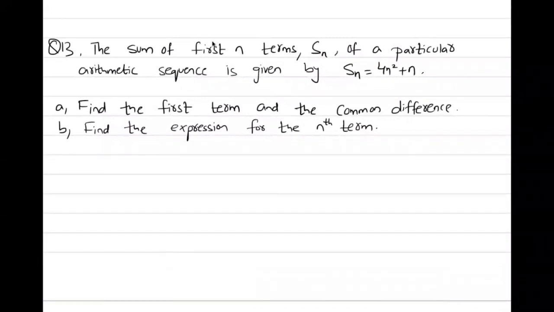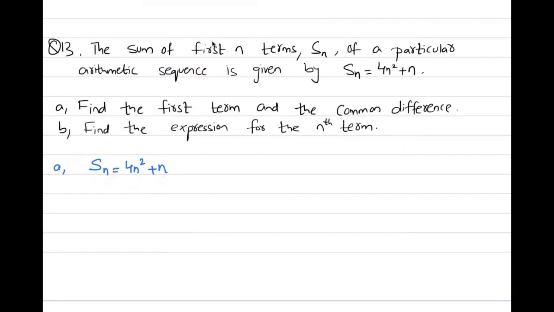The sum of the first n terms, Sn, of a particular arithmetic sequence is given by Sn equals 4n square plus n. So see, they have already given you the sum formula. They have derived the sum formula for you. Now you don't need to write down the formula again. You are just going to make use of this formula to calculate. So Sn obviously will give you the sum. If you plug in the n value, you're going to get the sum value for those n terms.